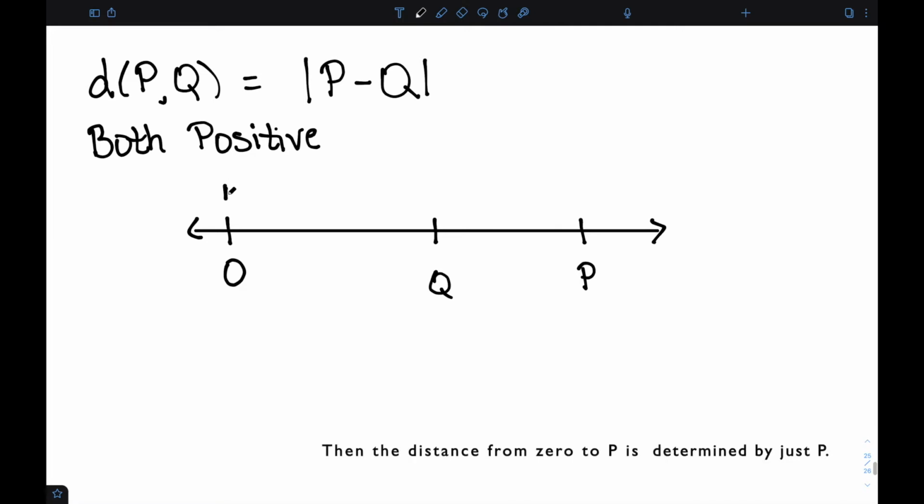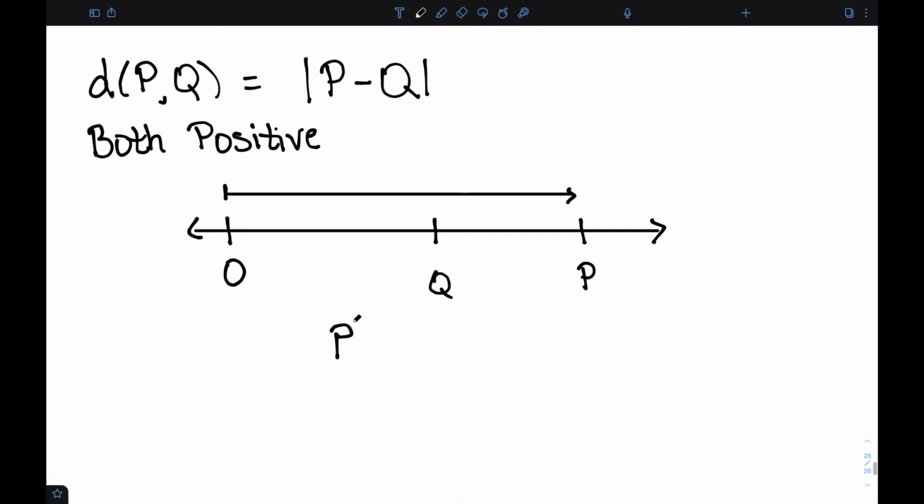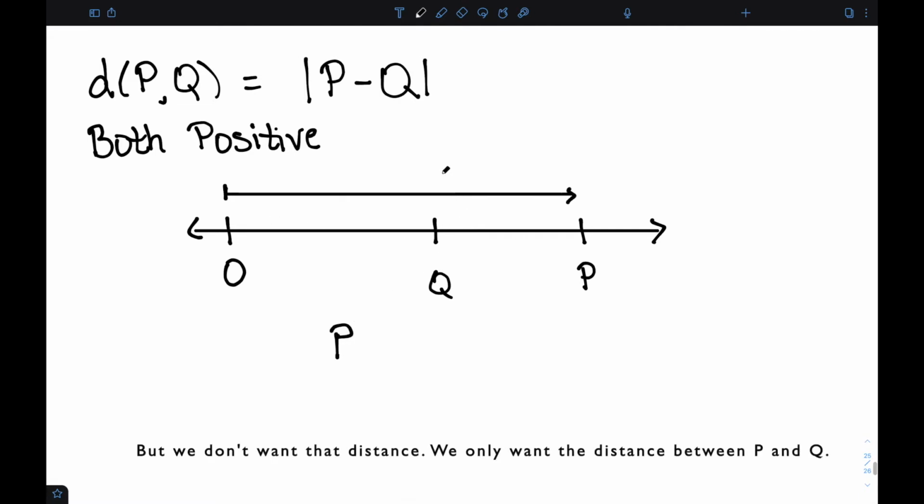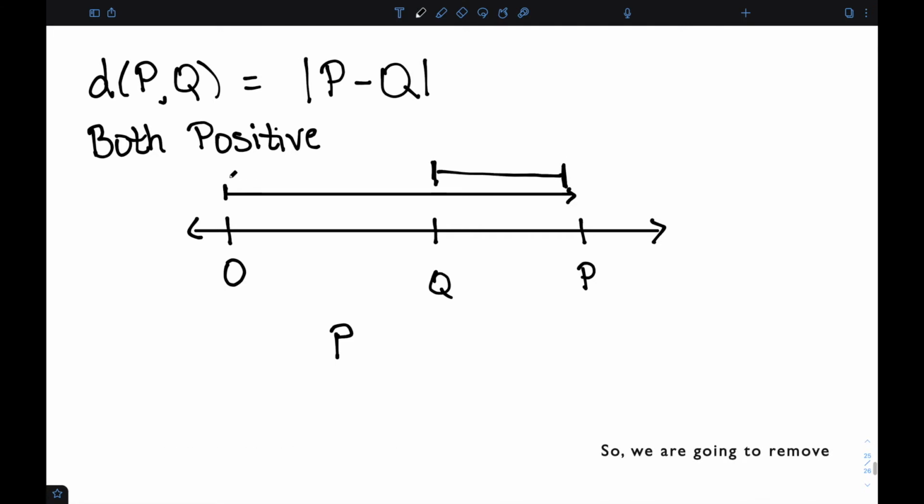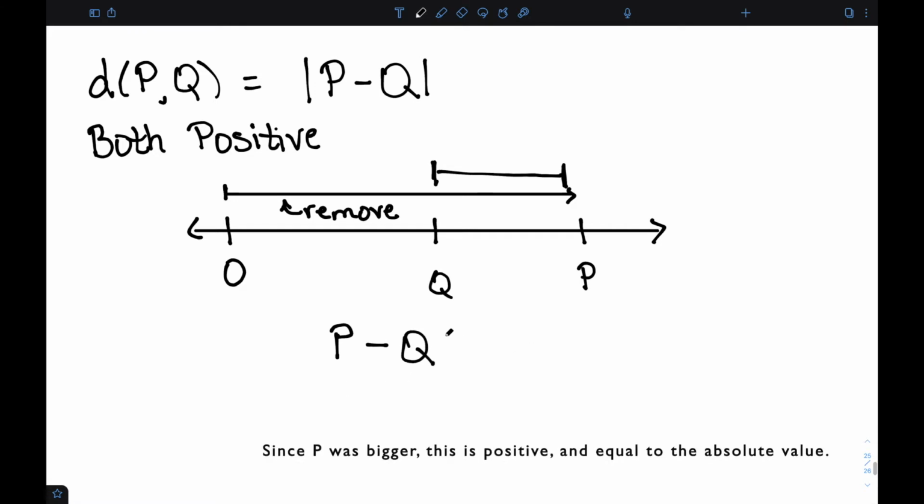Then the distance from 0 to p is determined by just p. But we don't want that distance, we only want the distance between p and q, so we're going to remove the distance that we don't want, which is q, the distance from 0 to q. Since p was bigger, this is positive, and this is equal to the absolute value.